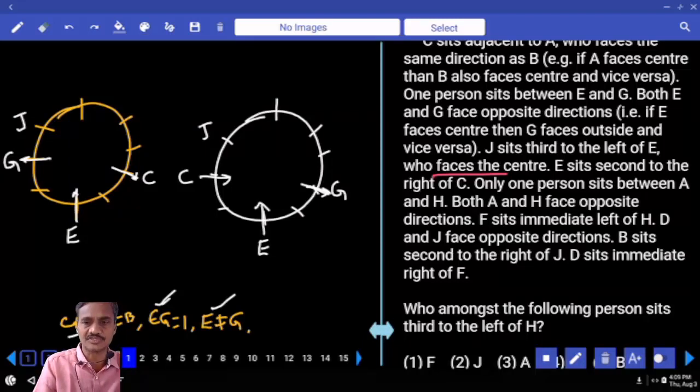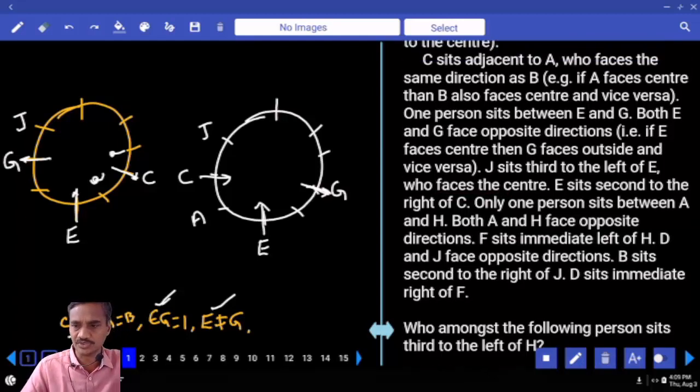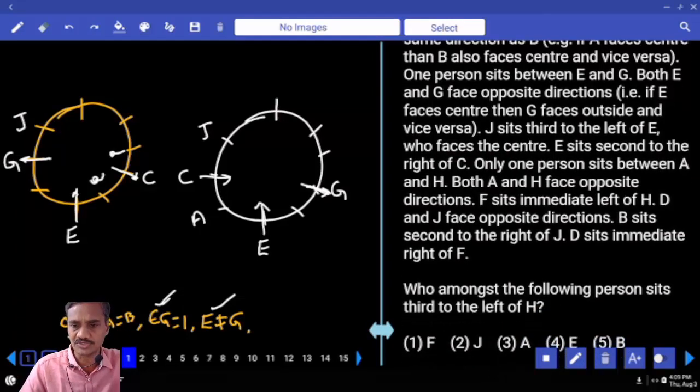Under the first information, C sits adjacent to A, and A can be here or A can be here. Now in this case, A must be at this place, and C sits adjacent to E. Then what is the next information we have? C sits adjacent to A, and J sits to the left of E.